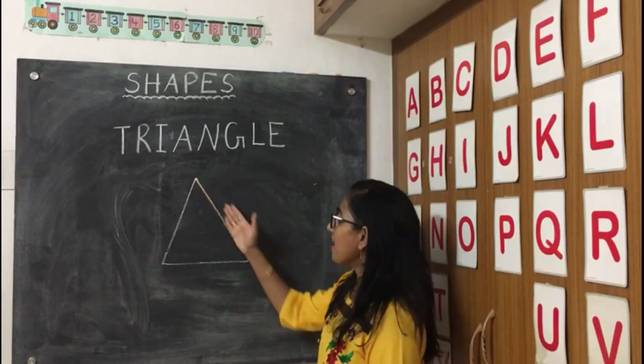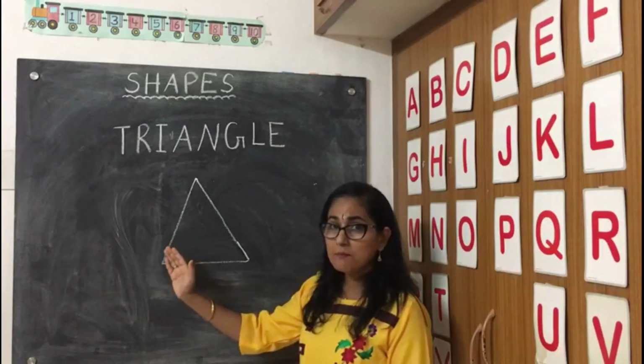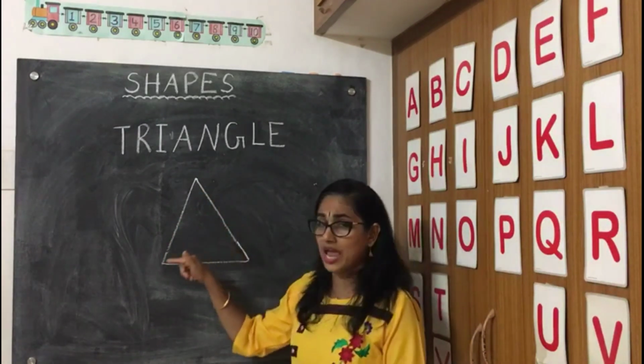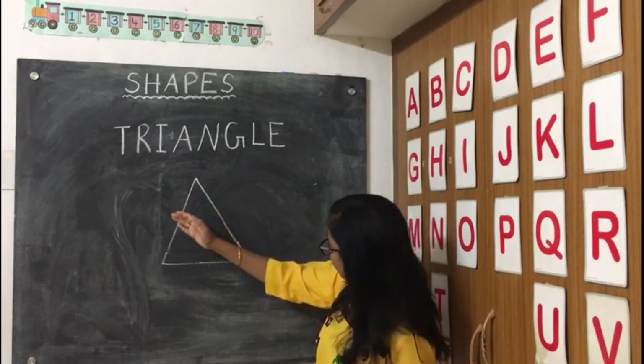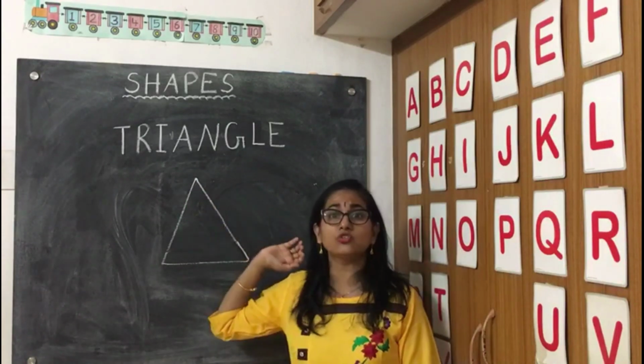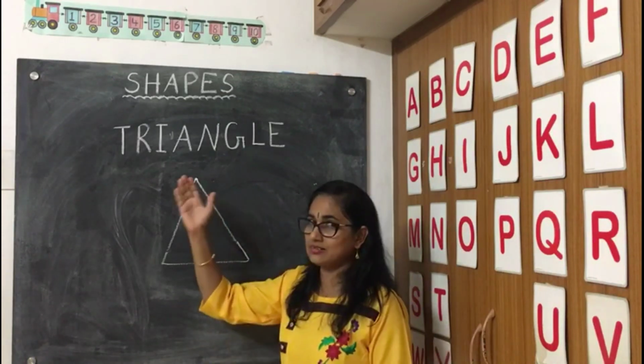I'm a triangle, triangle. I'm a pointy little shape. I have three sides. I'm a triangle, triangle.